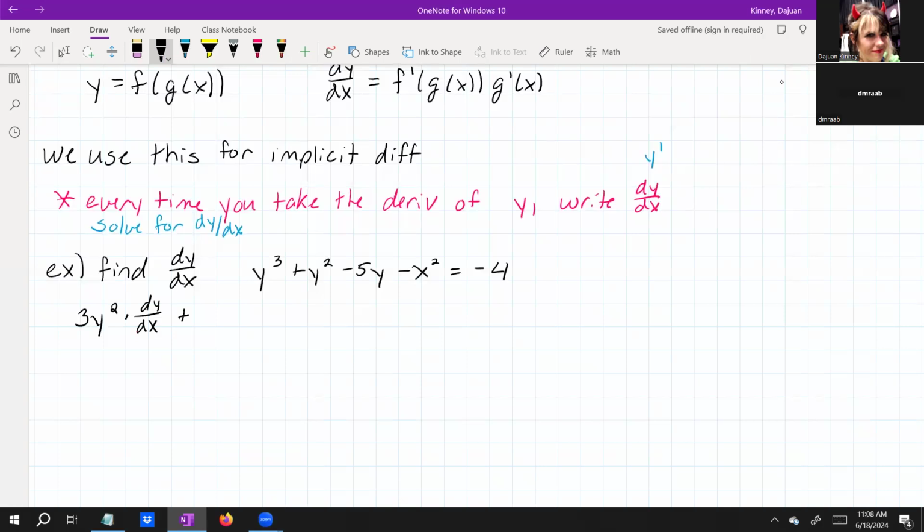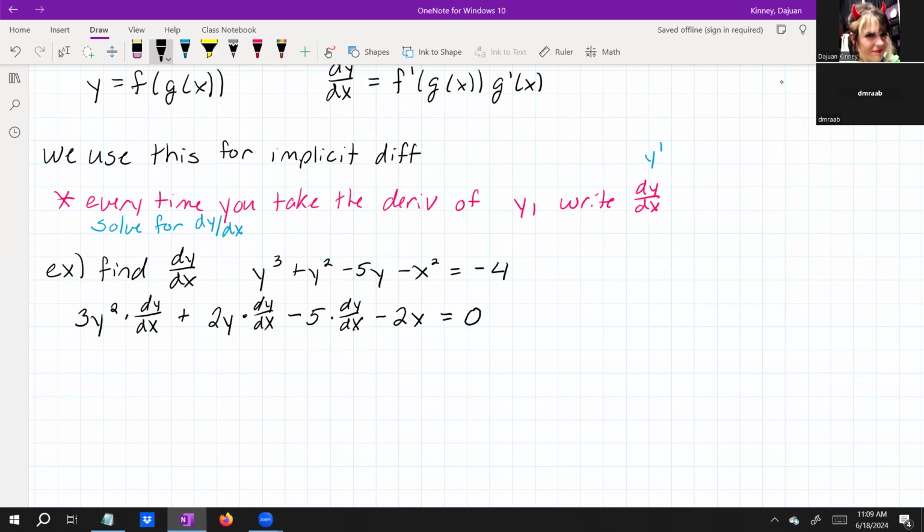Same deal for y squared. Bring it forward. 2y. We took the derivative with a y, dy/dx. The derivative of negative 5y, negative 5 times dy/dx. All right, anytime we take the derivative of x, we don't write dx/dx because it's just 1, we just have it. So I get negative 2x equals 0. Don't forget our constants are zeros. I used to forget that.